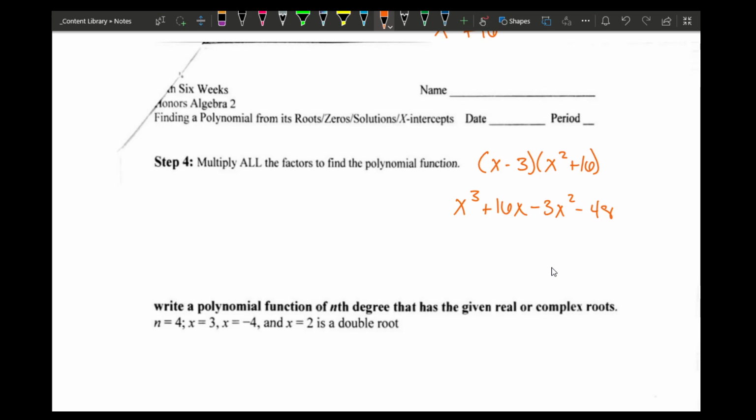All right, do I have any like terms I can collect? Doesn't look like it. So I'm going to put them in descending order, make it look fancy. x cubed minus 3x squared plus 16x minus 48 is our equation that would get us the zeros of 3 and then 4i.